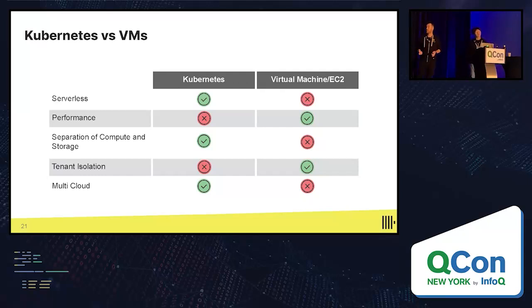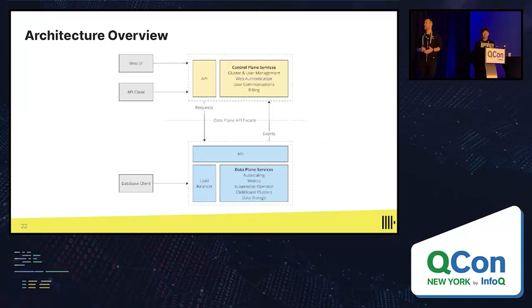As you can see, Kubernetes actually checks more of the boxes for us. It provides a better serverless experience in that it's basically an abstraction over the hardware. We're dealing with pods instead of the actual hardware and servers. It also gives us better separation of compute and storage with built-in primitives like persistent volume claims. And lastly, it also provides better multi-cloud support in that it's much more portable across clouds, again with that hardware abstraction that it provides for us. So now that we're able to start making decisions, we can come up with an architecture. And this is a very high-level overview of what our cloud looks like.